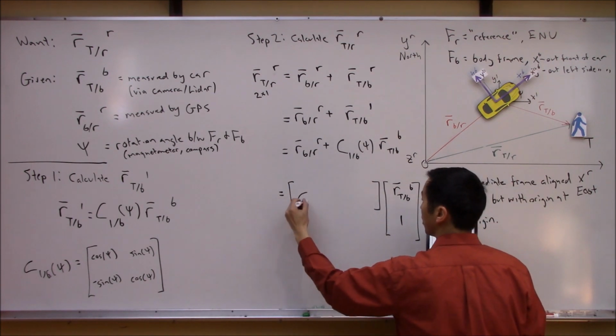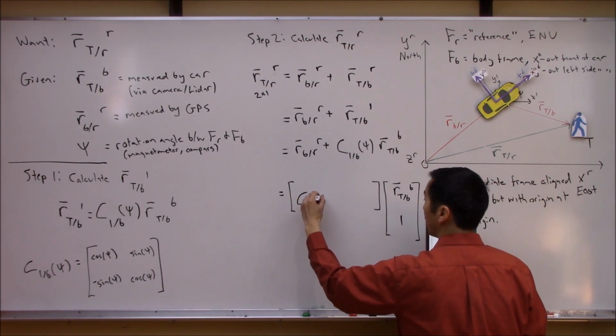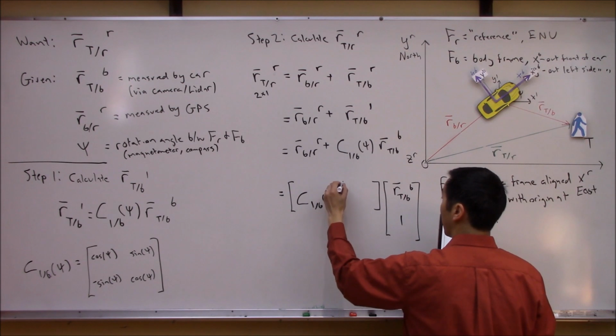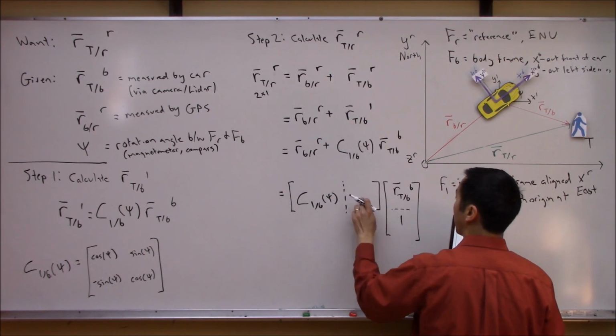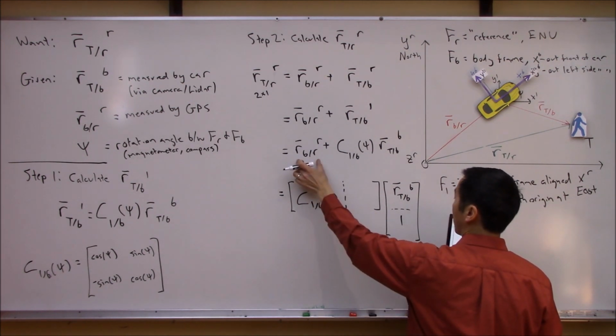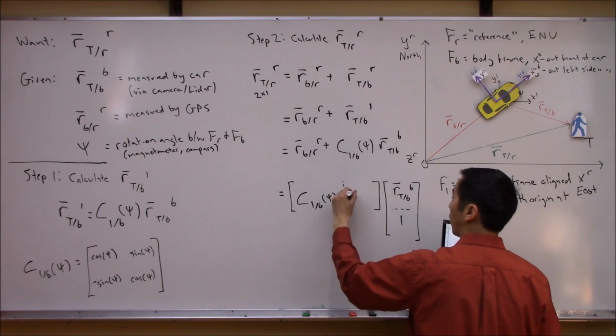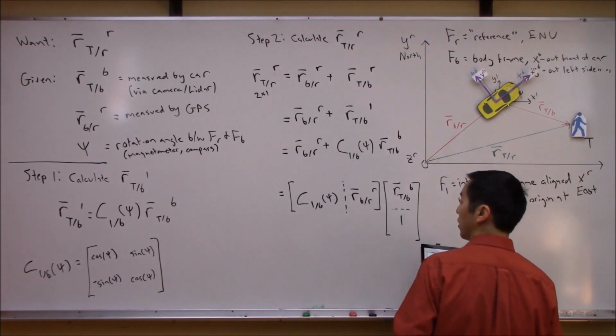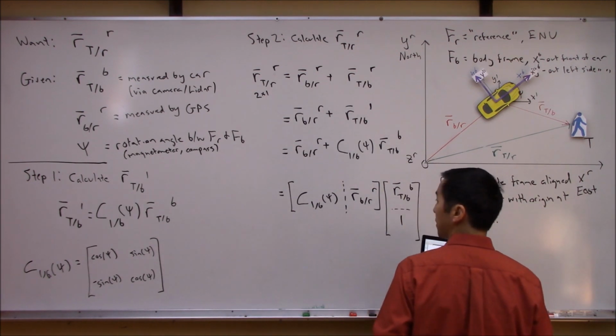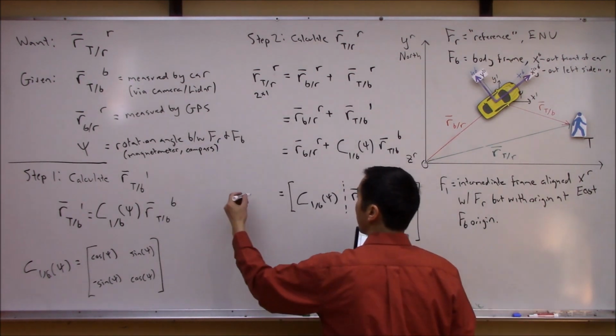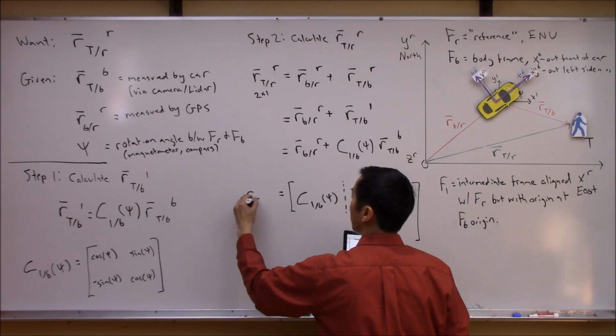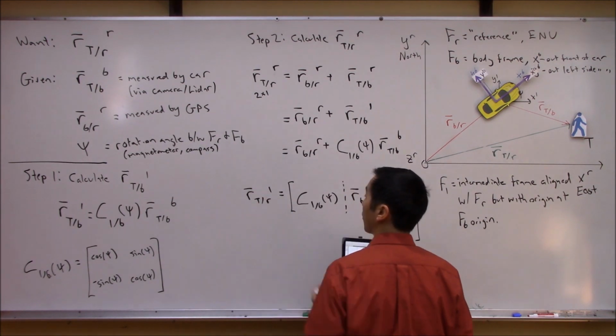So I got to jam in this rotation matrix, C1b psi. And then what I can put here is we need to take this part into account, right? Multiplied by a 1. So this is just going to be RB with respect to R expressed in the R frame. Like that, right? Okay, and this gets us what we're looking for. This is RT with respect to R expressed in the 1 frame.